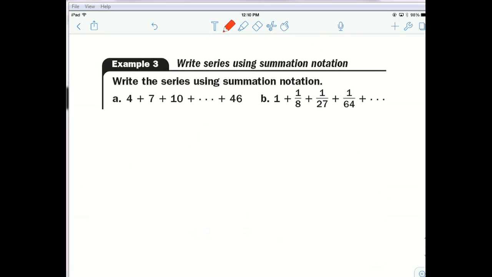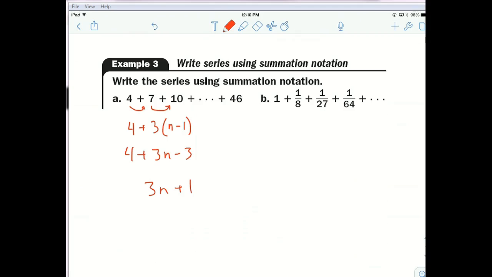So we're going to see if we can write this in summation notation. The first thing that we need is a rule. So what do we have happening here? Well, we're adding 3 each time. So very quickly, it's 4 plus 3. You may think, okay, it's times n, but remember we got to have the n minus 1. And it will simplify 4 plus 3n minus 3. Your formula becomes 3n plus 1.